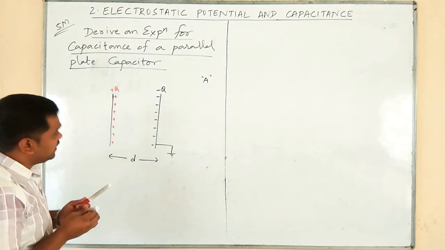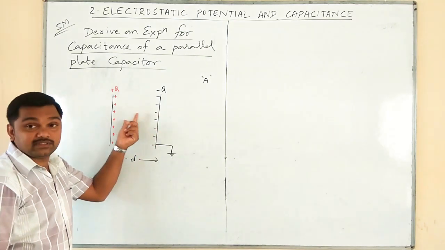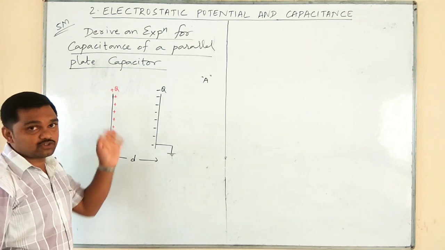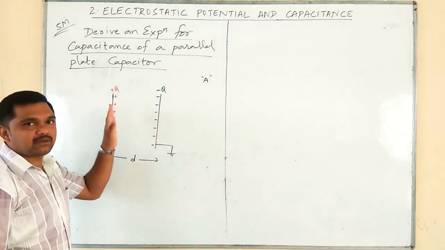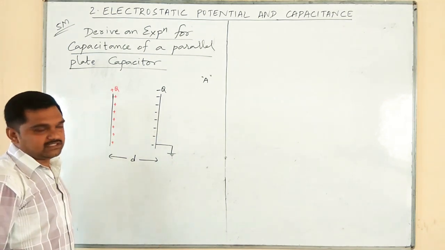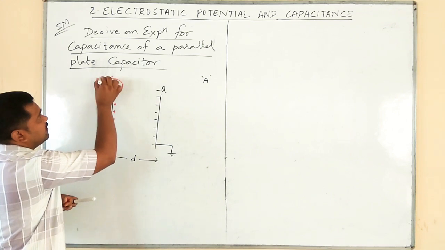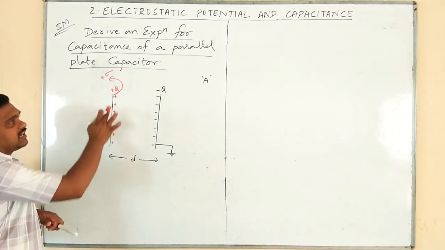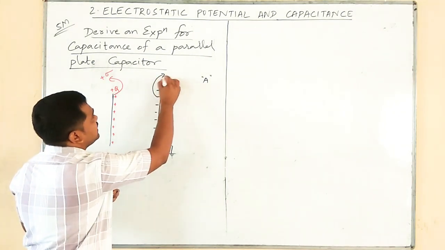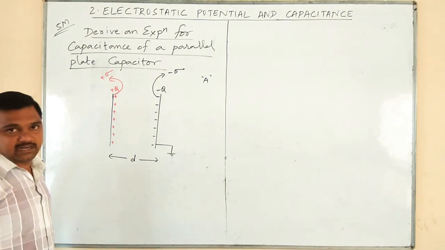Whenever the gap between two plates of the parallel plate capacitor is filled with air, then its name turns to be condenser. Capacitor turns to be condenser. Condenser is a parallel plate capacitor having air in between the gap of two plates. Let plus sigma be the surface charge density of this plate and minus sigma be the surface charge density of this second plate.